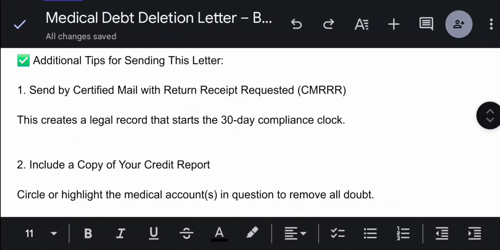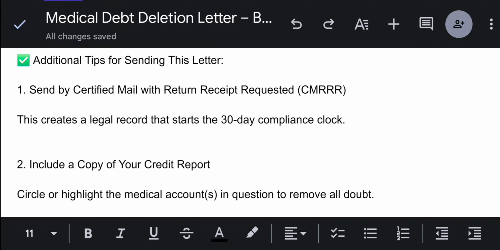Now, additional tips for sending this letter: send by certified mail, return receipt. That's just all about having a paper trail. That way you can use it if you need to later. This creates a legal record that starts the 30-day compliance clock. Long story short, when you receive something in the mail that says that they've received the letter, that's when the clock begins. So you don't start it as soon as you send it. You start the clock when you receive the fact that they've received it. So if you receive the fact that they received it on the 25th of a month, then the 30 days start there. So you can really rest assured that they have until the 25th or 26th of that next month to make something happen.